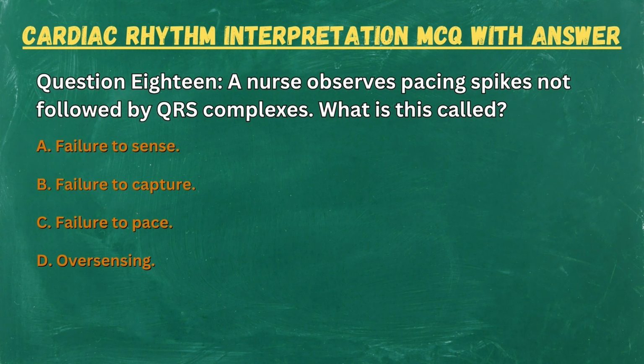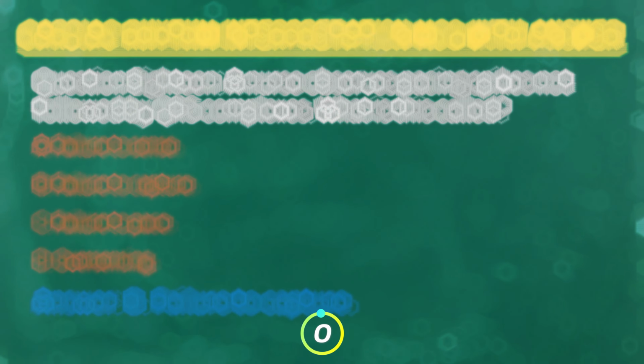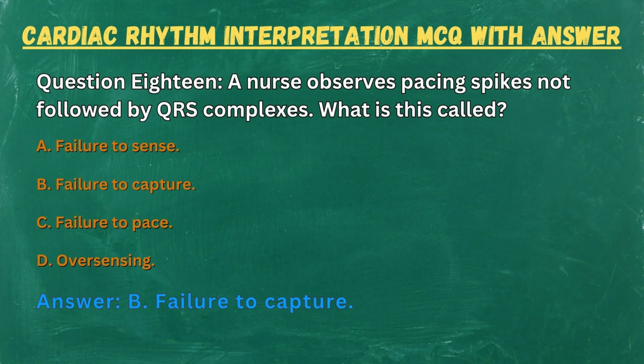Question 18. A nurse observes pacing spikes not followed by QRS complexes. What is this called? A. Failure to sense. B. Failure to capture. C. Failure to pace. D. Oversensing. Answer: B. Failure to capture.